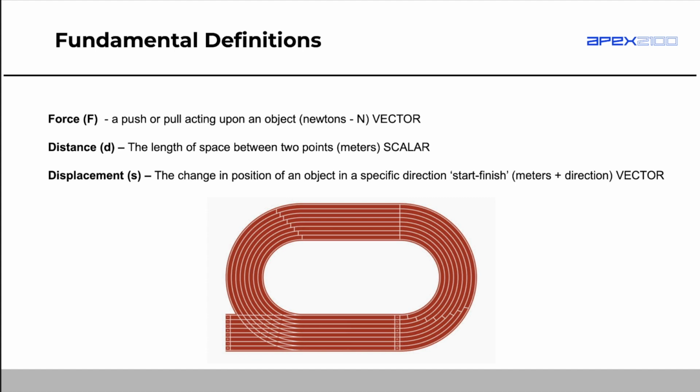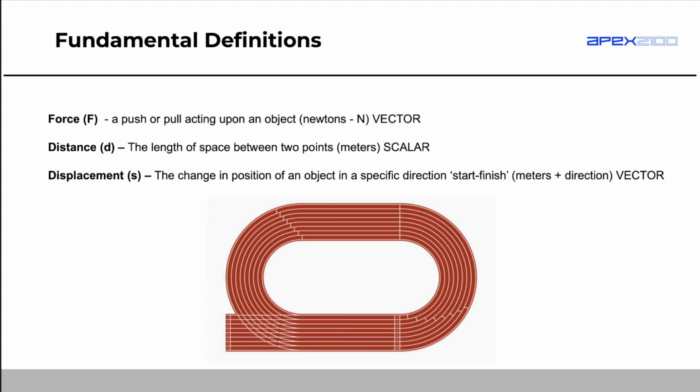If we think about distance, it's super simple. It's the length of space between 2 points, and it's measured in meters, and it's a scalar quantity. It's point A to point B. Displacement is the change in position of an object in a specific direction. So think about like the start and finish point in terms of displacement. And it's measured in meters plus the direction as well, which makes it a vector. Whether that direction could be north, south, up, down, left or right.